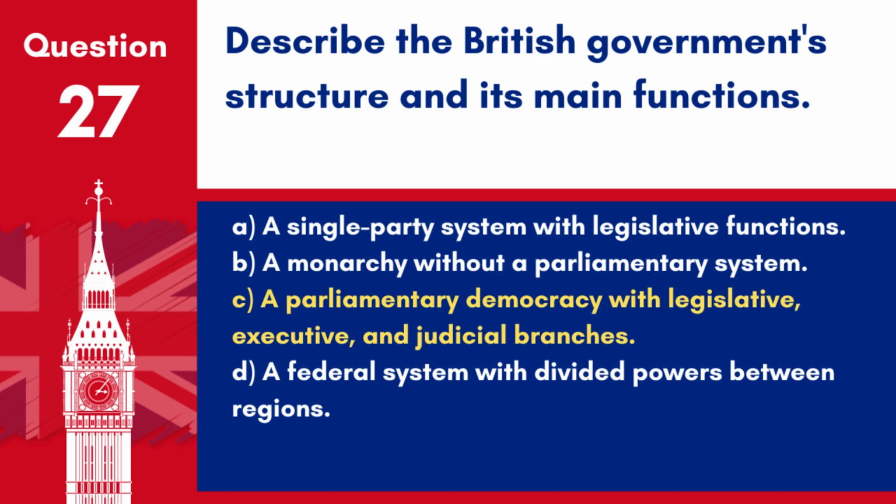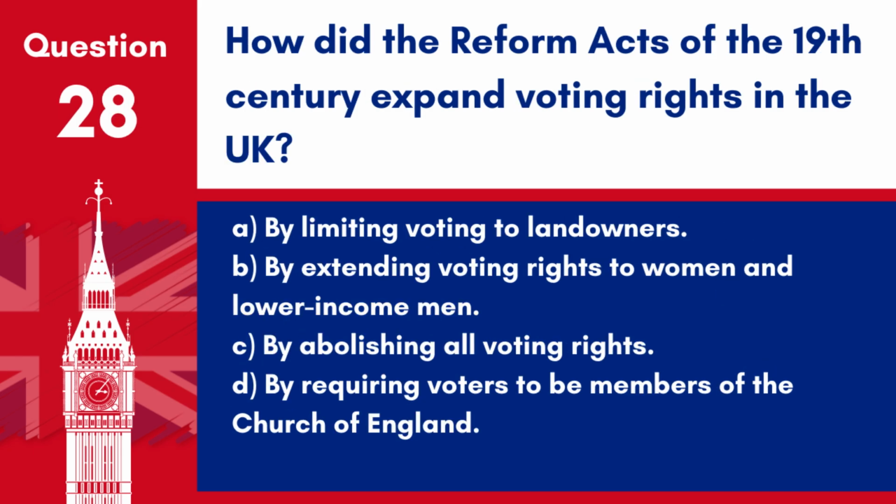Answer: C. A parliamentary democracy with legislative, executive, and judicial branches. The UK government is structured as a parliamentary democracy with distinct legislative, executive, and judicial branches overseeing various aspects of governance. Question 28. How did the Reform Acts of the 19th century expand voting rights in the UK?